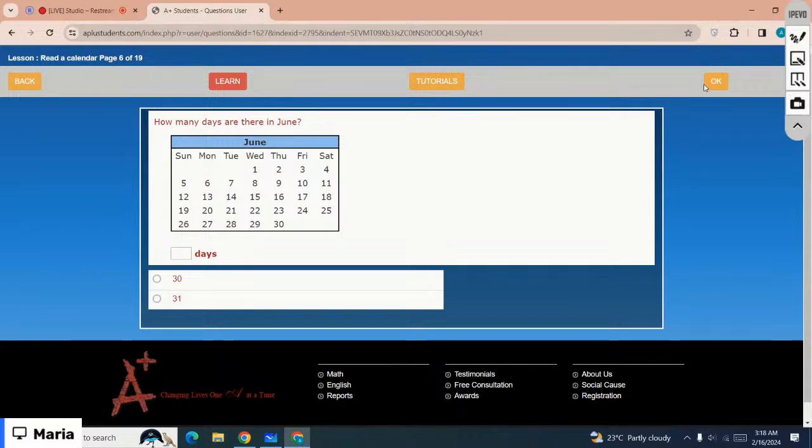Okay, the next one is how many days are there in June? So, which is the correct option? Yes, there are 30 days in June. The correct option is 30.